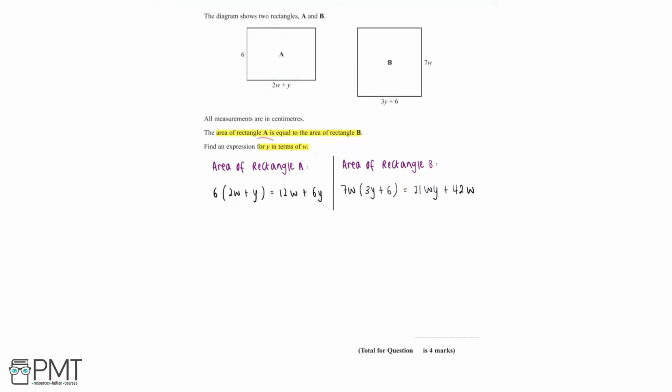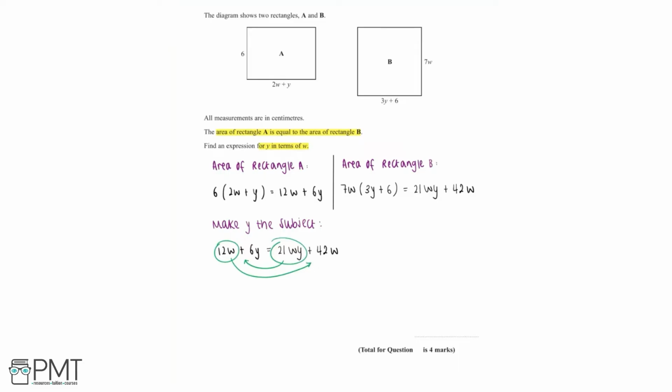And to find the expression for y in terms of w, we need to make y the subject. Now to make y the subject, we want to put the y terms on the left-hand side. And we have two y terms. We have 6y and 21wy. Now we can do this by moving the 21wy to the left-hand side and moving the 12w to the right-hand side. And so we're left with 6y minus 21wy is equal to 42w minus 12w.